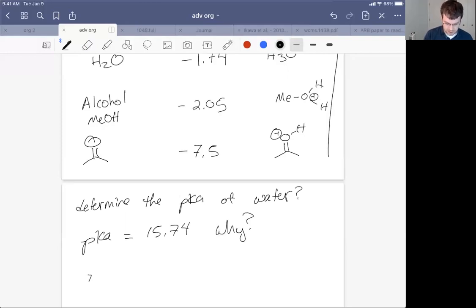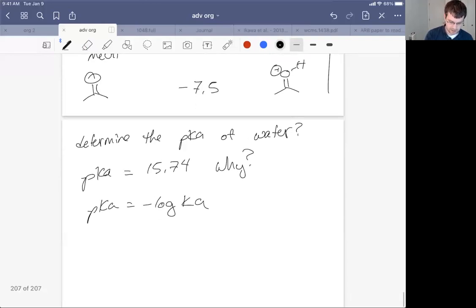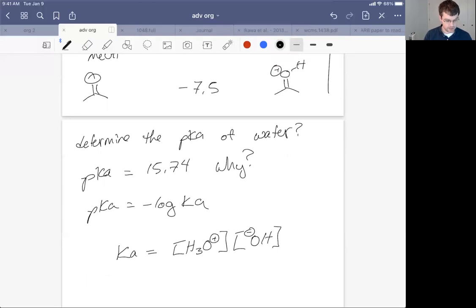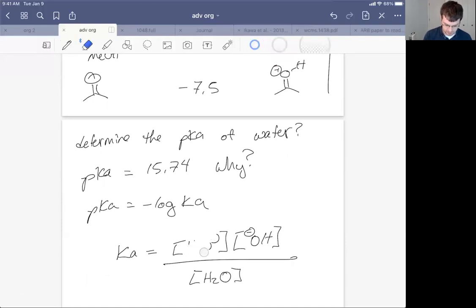So why? Well, pKa is equal to the negative log of the Ka. Okay, well, what's the Ka? The Ka is equal to the concentration of our H plus, which is H3O plus, and the concentration of our OH minus divided by the concentration of our water. And I like to simplify my life and just put H plus.